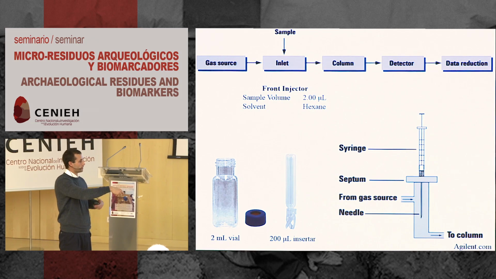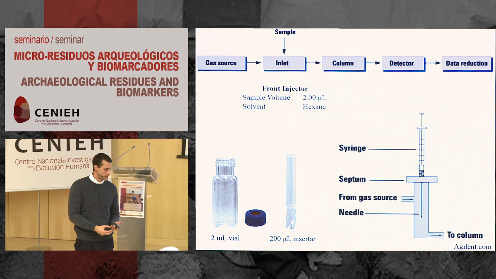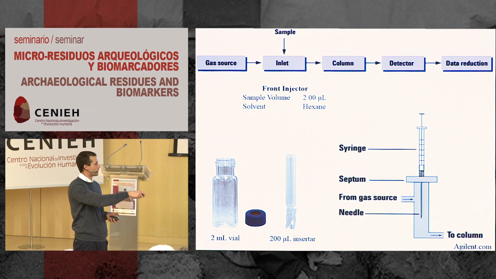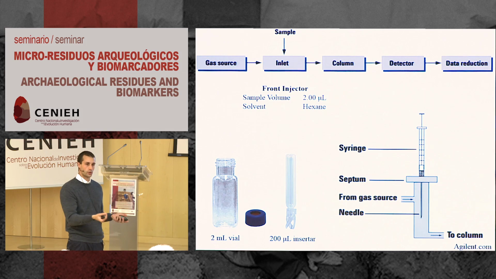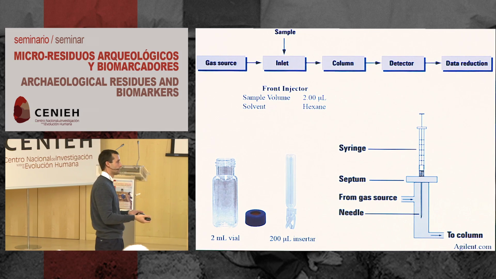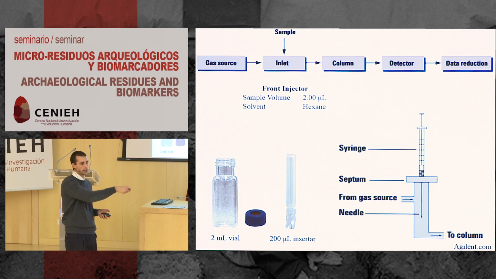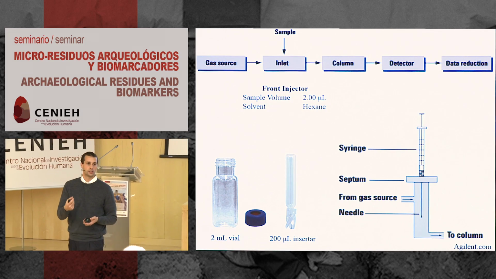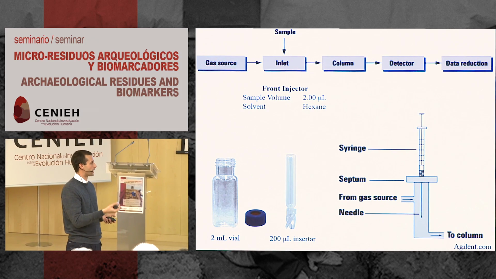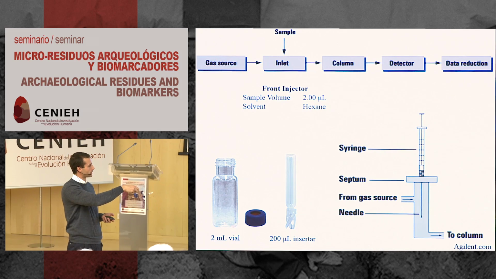This again depends on your sample itself, but we like to fill the insert here with the sample. It's a liquid solvent, so you'd fill that with the hexane, and then this goes into the 2 ml vials. And this is what's collected by the GC itself. The GC, the automated, will pick up the vial and it'll inject it. It'll collect the sample and then inject it into the column.